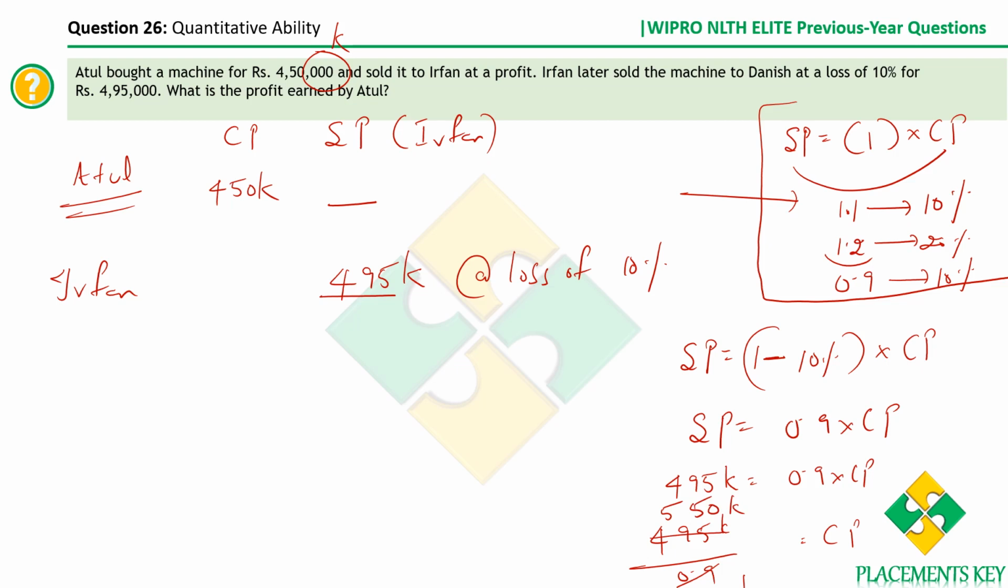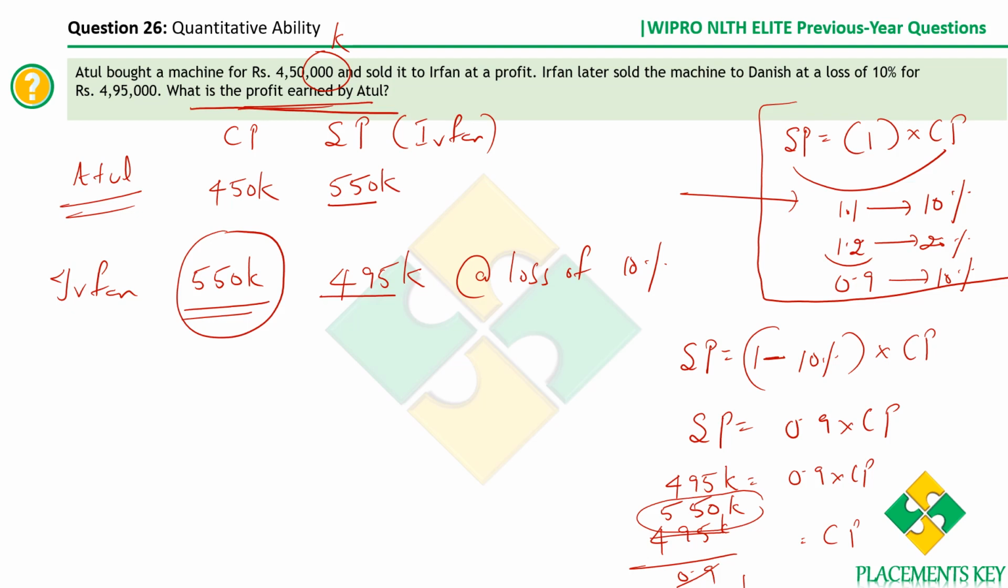Okay, so on simplifying, what did we get? We got the cost price of Irfan is 550k. That is, Irfan bought the machine at 550k from Atul. Therefore 550k is the selling price of Atul, right? 550k is selling price of Atul because he is the one who sold it to Irfan. Okay, what are we supposed to find? We are supposed to find the profit earned by Atul.